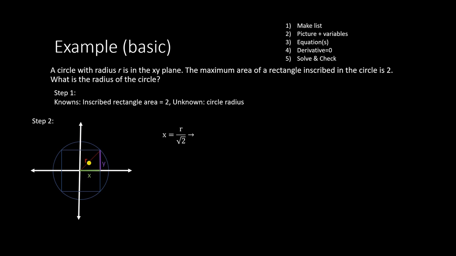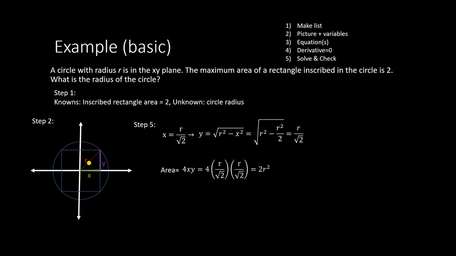Okay, so since y is the square root of r squared minus x squared by the Pythagorean theorem, and we know that x is r over square root of 2, we can figure out y. So y is also equal to r over square root of 2. Now we're almost done. Since from before the area is 4xy, we can plug in r over square root of 2 for x and y.